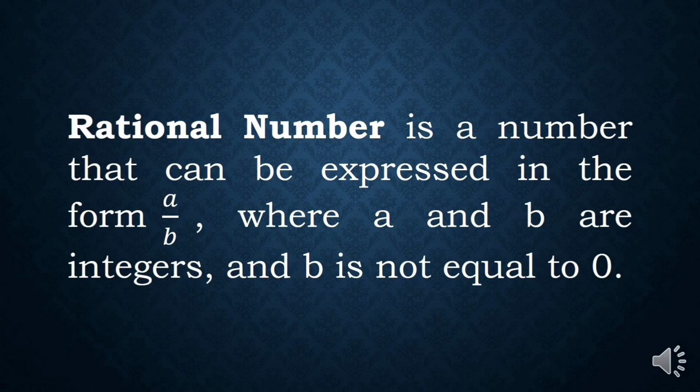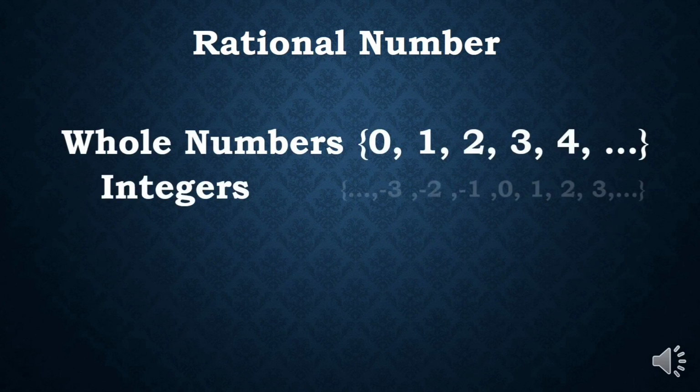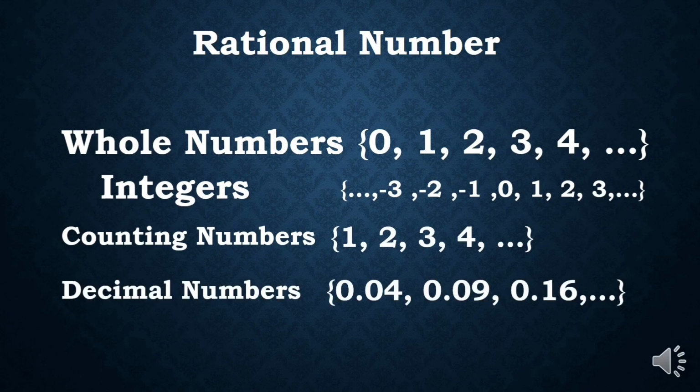A rational number is a number that can be expressed in a over b form, where a and b are integers and b is not equal to 0. In elementary days, a over b form was the lesson in your fraction lessons. So what are rational numbers? These are the examples of rational numbers. It can be any of the following.